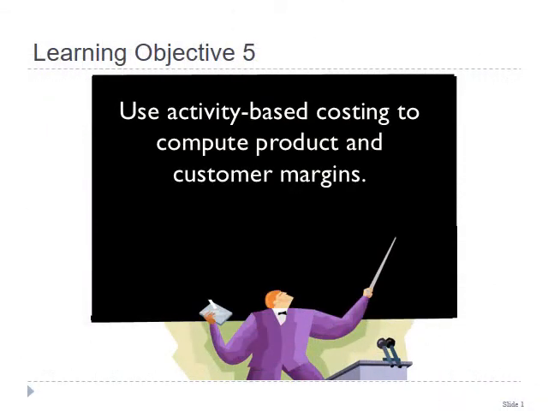Here comes our learning objective 5, which is to use activity-based costing to compute product and customer margin. That is very important, and that's the beauty of ABC: you can separately find out the product margin, like in our Baxter company's example, how much is the profit for Sure Start and how much is the profit for Long Life. And with the customer margin, we can easily say what profit the customer Acme Auto Parts is giving us, right?